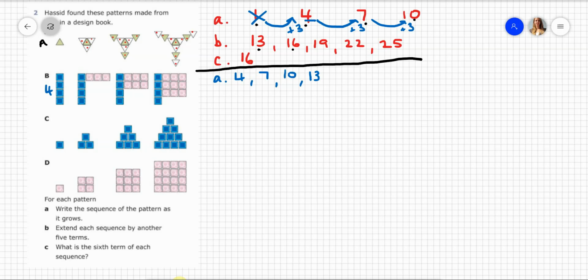So that's part A. Got 4 and then 1, 2, 3, 4, 5, 6, 7, 1, 2, 3, 4, 5, 6, 7, 8, 9, 10, 1, 2, 3, 4, 5, 6, 7, 8, 9, 10, 11, 12, 13. Part B, so I'm going to put A and B together, is extending it by 5 terms, so I'm just going to carry on.